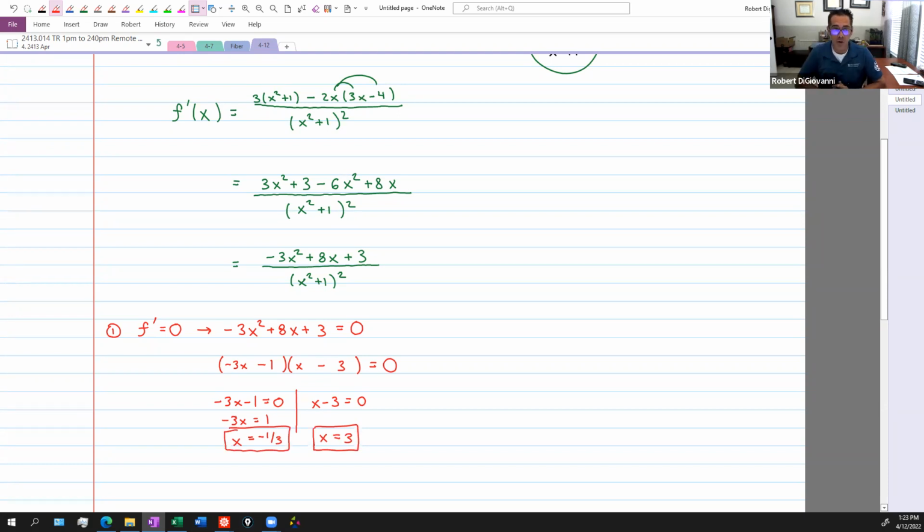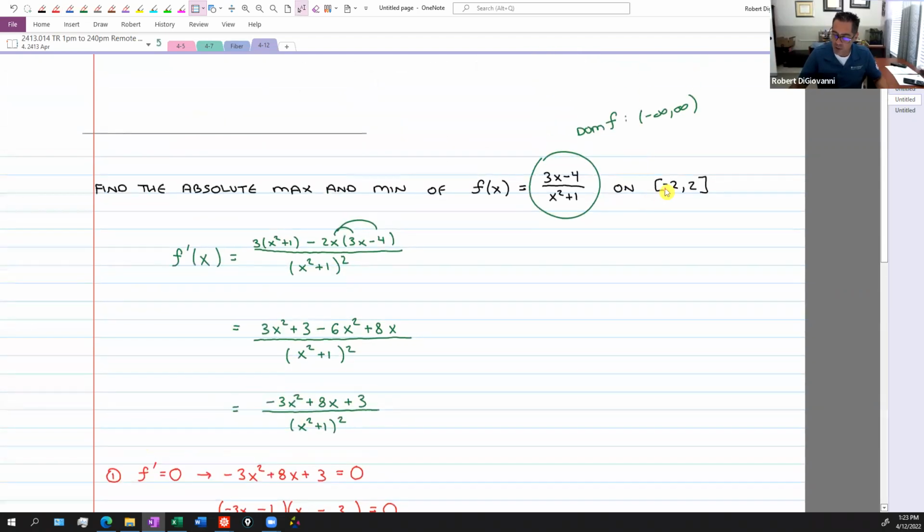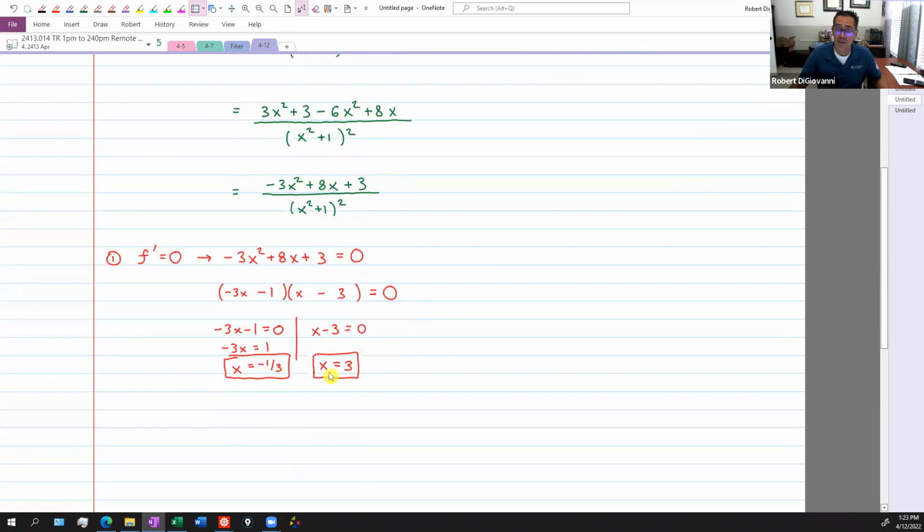What do I need to check though? Whether they're in the domain. Yeah, are they in the interval we're looking at? So we're only looking between -2 and 2, right? And look, one of these is 3. That's outside the interval I'm looking at. That means I'm throwing that one away. Negative 1/3 is in there, so I'm going to keep it. We good?